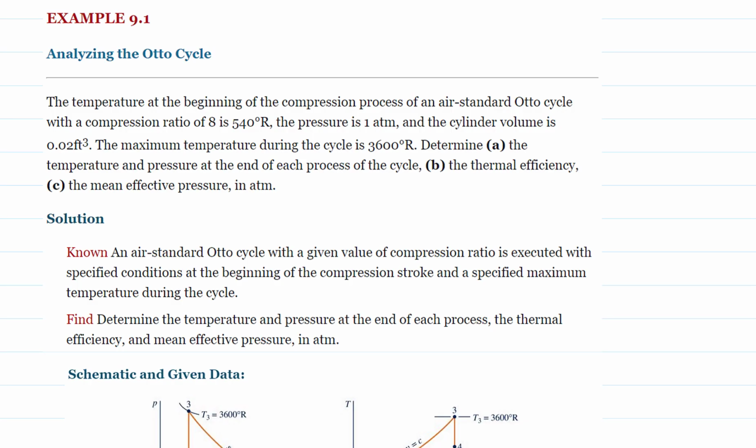Example 9.1. The temperature at the beginning of the compression process of an air standard Otto cycle with a compression ratio of 8 is 540 degrees Rankine. The pressure is 1 atm and the cylinder volume is 0.02 cubic feet. The maximum temperature during the cycle is 3600 degrees Rankine. Determine the temperature and pressure at the end of each process of the cycle, the thermal efficiency, and the mean effective pressure in atm.